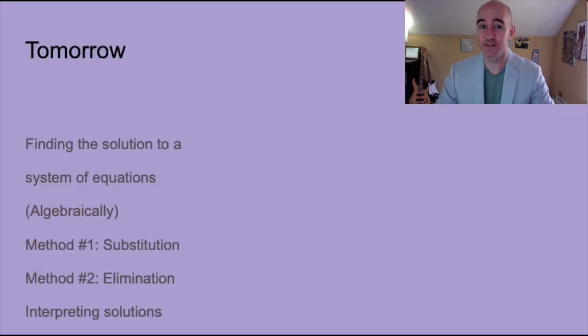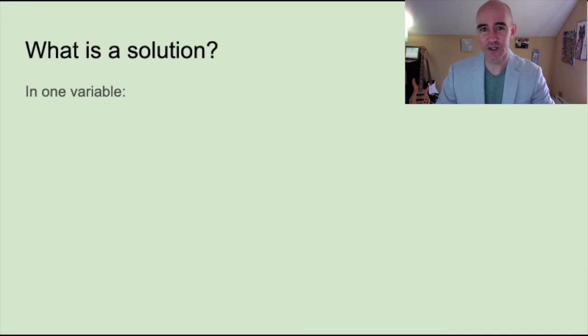Tomorrow, we'll be finding the solutions to systems of equations algebraically, using two methods: one, substitution, and two, elimination. And then we'll talk about what it means for something to be a solution in the context of the problem. So let's get started. What is a solution in one variable?